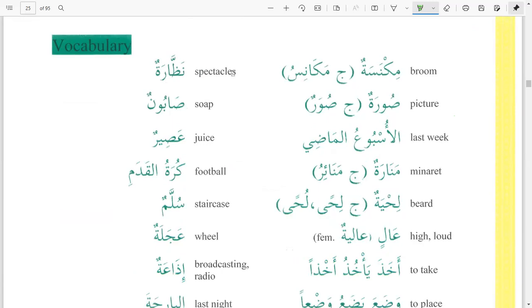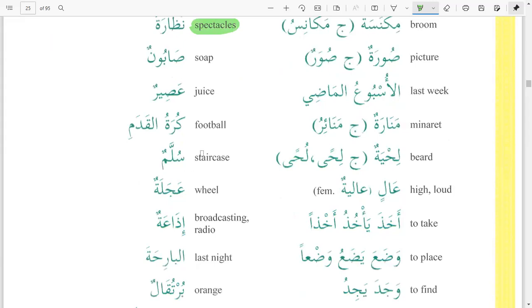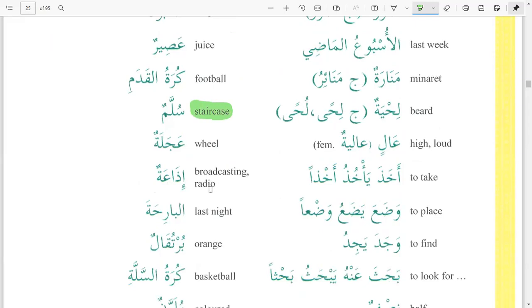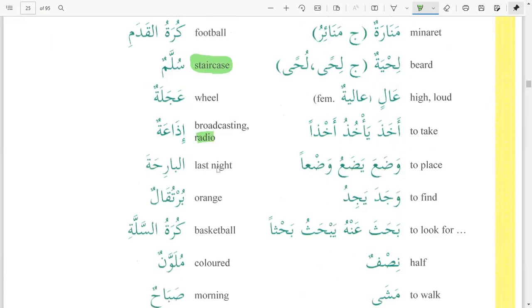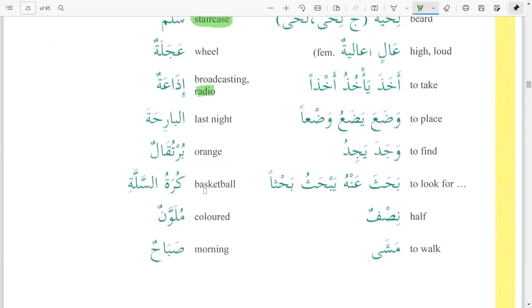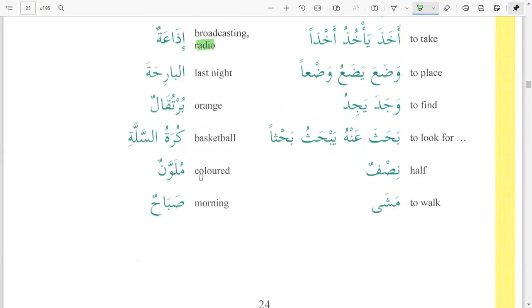Nazaratun, spectacles, glasses. Sabun, soap. Asirun, juice. Qurratul qadami, football. Sullamun, staircase. Ajalatun, wheel. Izaatun, radio station, broadcasting, or radio we can say. Al-barihata, last night. Burtuqalun, orange. Kuratus salati, basketball.